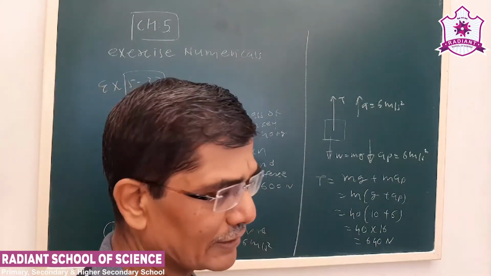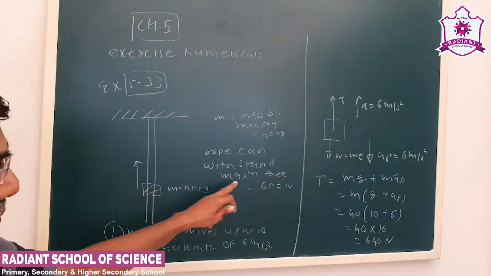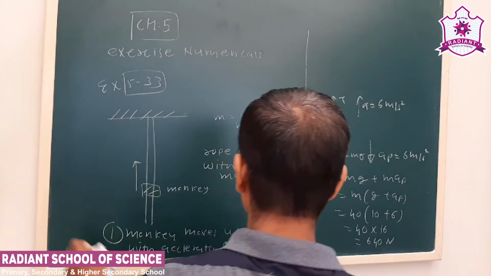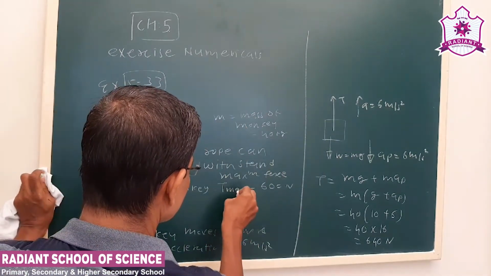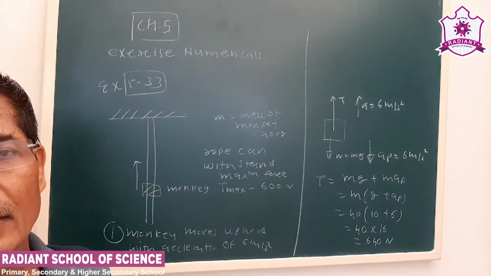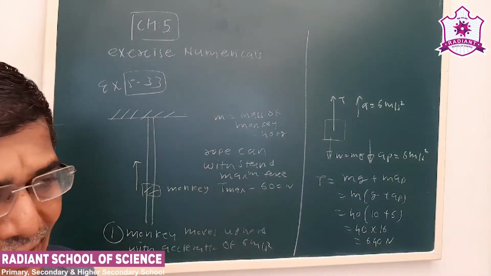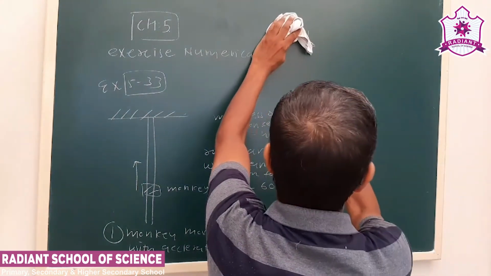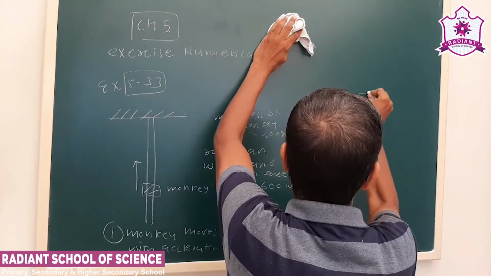So in that case, the tension in the rope is more than the maximum permissible tension. Here we can take this as T max. So when the monkey moves with the upward acceleration of 6 meter per second square, the tension in the rope is more than T max.